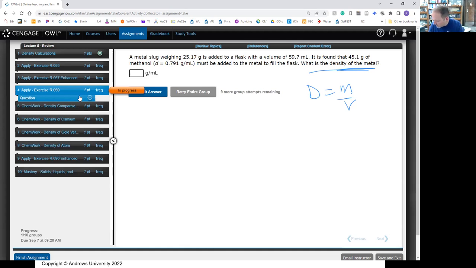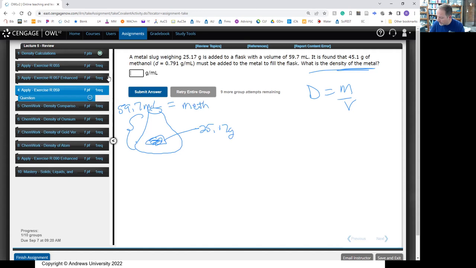What's going on here is you got some kind of flask and they set a piece of metal in here. Well, we know what the metal weighs, 25.17 grams. And they said the entire volume of this thing is 59.7 milliliters. So this is the total volume of what? Well, it's going to be the volume of the methanol they pour in there, plus the volume of the metal.